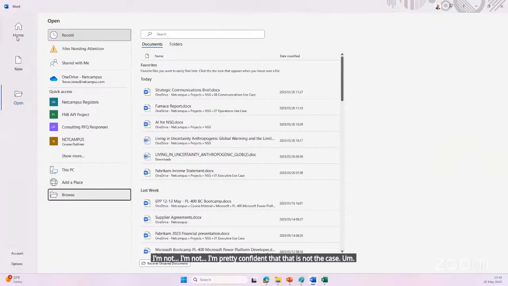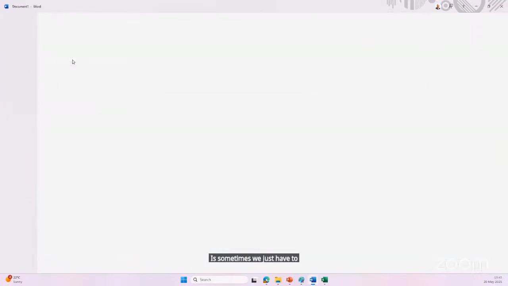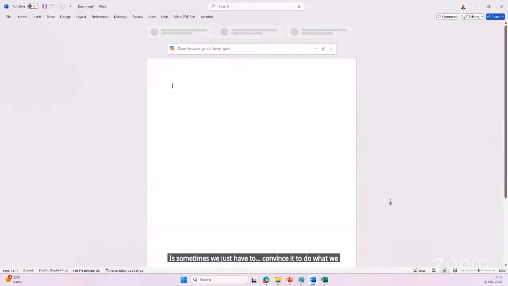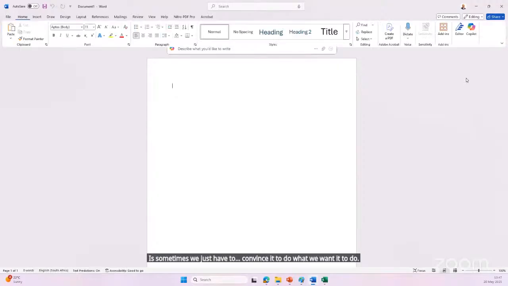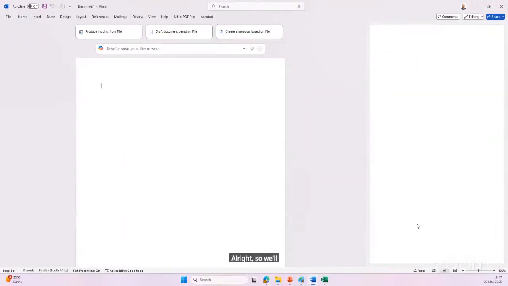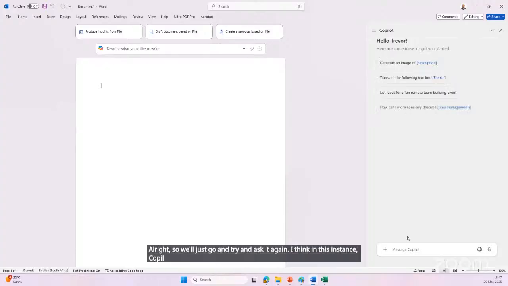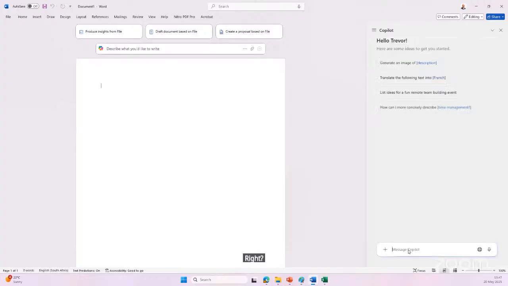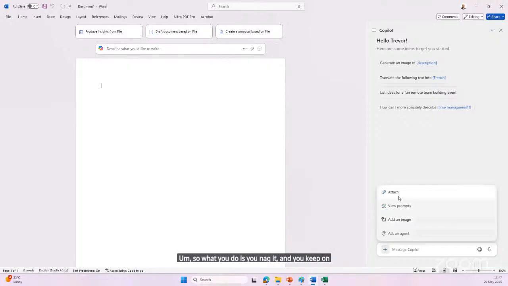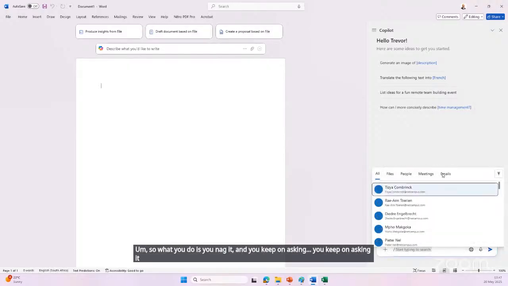Sometimes what we have to do with our Copilot is sometimes we just have to convince it to do what we want it to do. Right, so we'll just go and try and ask it again. I think in this instance, Copilot is like a good friend that you have, right? And sometimes your friend is just not interested in answering you. So what you do is you nag it and you keep on asking it. So let's see if we can just try that again.